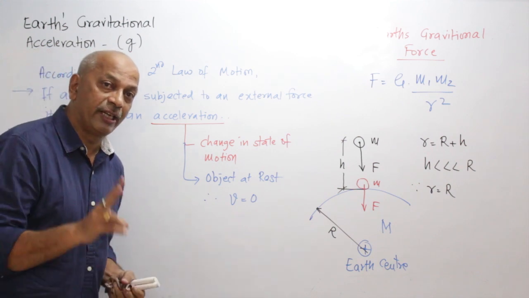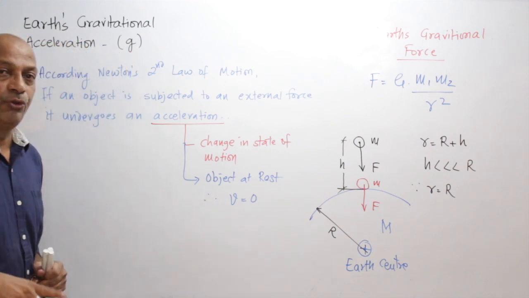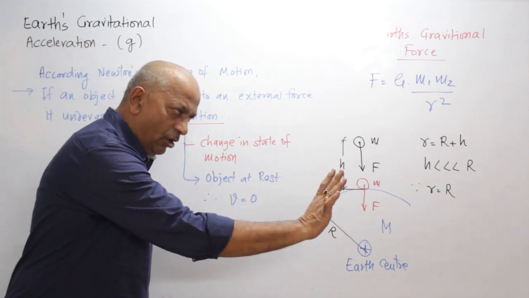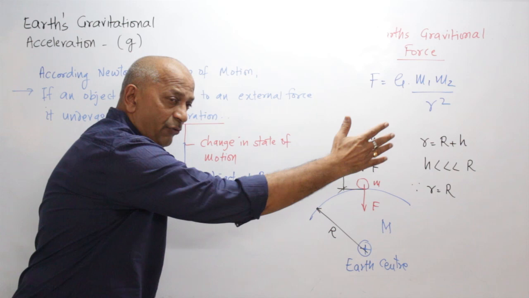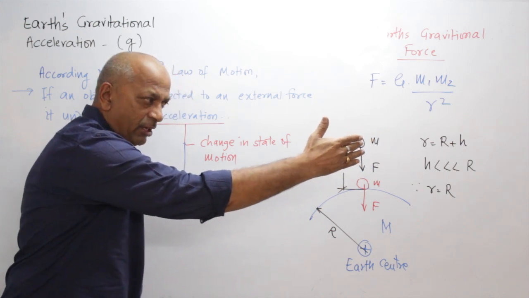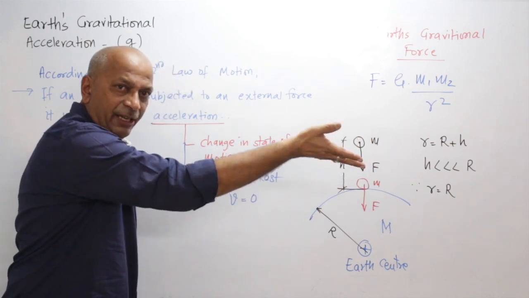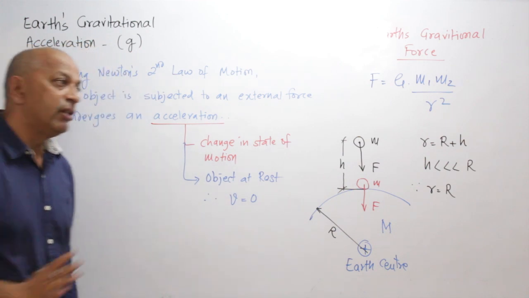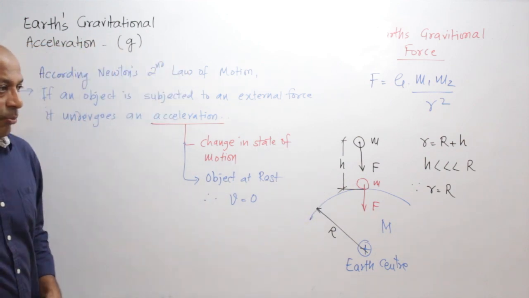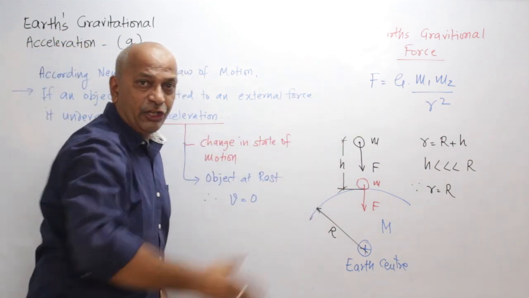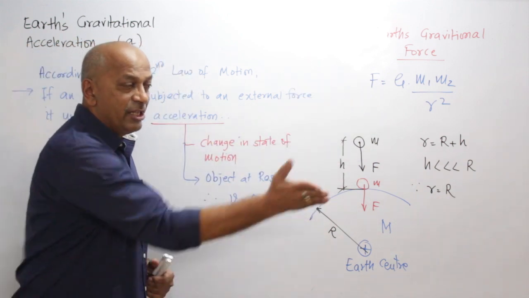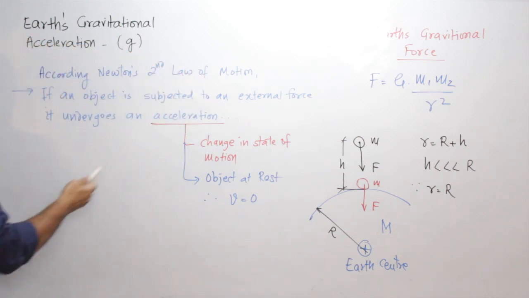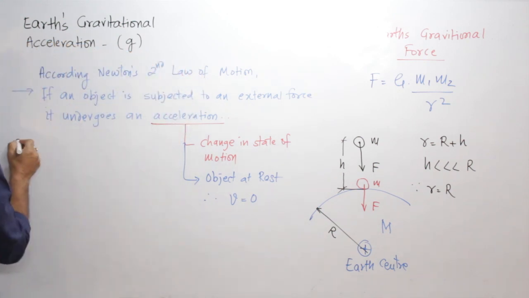What does Newton's second law say? If there is a force, there is going to be an acceleration. An object moving with velocity will increase its velocity. If the force is in the opposite direction, it will decrease the velocity. If the object is at rest, it will come into motion. If an object is moving, it can change its direction because of force, and changing direction is also an acceleration. So, acceleration.